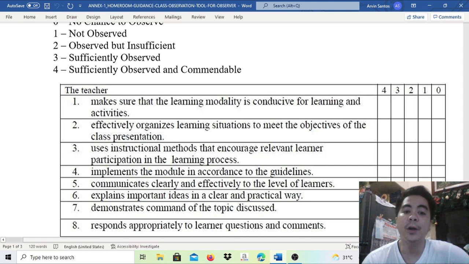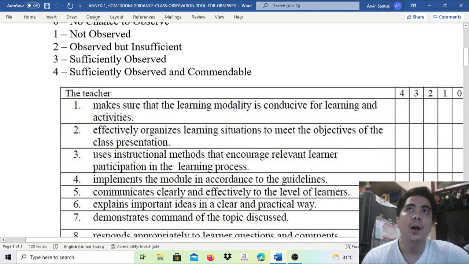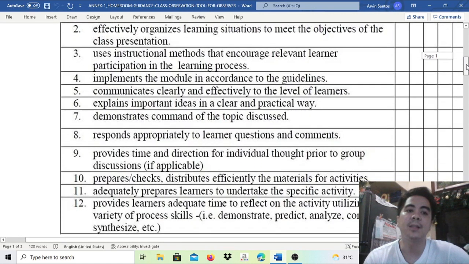Then, explain important ideas in a clear and practical way. So, dito po sa part na to, diba, when you are having your presentation or your discussion, you try to execute the discussion well, diba, well explained, the ideas are well conceptualized, diba? So, that's important. Next, demonstrate command of the topic discussed. So, same din po yun. Kasama lang. Same din ng number 6. So, pareho lang din.